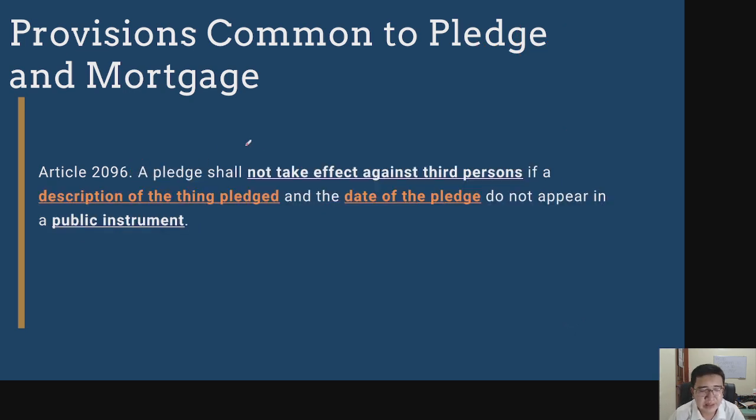Article 2096, a pledge shall not take effect against third persons if a description of the thing pledged and the date of the pledge do not appear in a public instrument. So dito, take note, itong Article 2096 talks about the formalities. Formalities in a pledge contract. So saan nakalagay ang isang pledge contract? Una, dapat nasa public instrument. So dapat nasa public instrument siya.